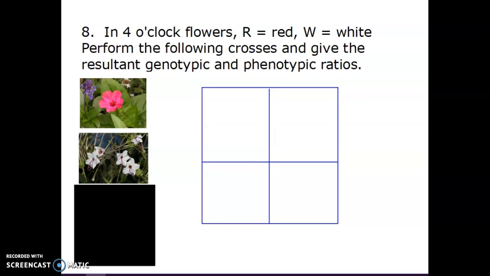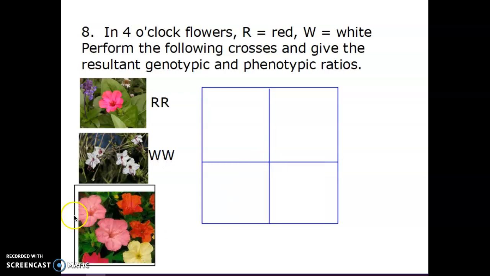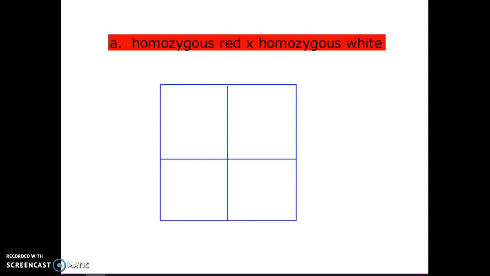All right, so an example of this in the plant kingdom, these are called 4 o'clock flowers. They come in red and white, and they are incompletely dominant. So that means when you mix a red one and a white one, you end up with something completely different. Okay, so we would use big R for red, big W for white, and then what happens a lot of times is you end up with flowers that are pink, like these two here. So red parent, white parent, pink offspring. You're going to do these crosses just like you normally would. They just look a little different because there are 2 capital letters. Let's try just a couple of these.